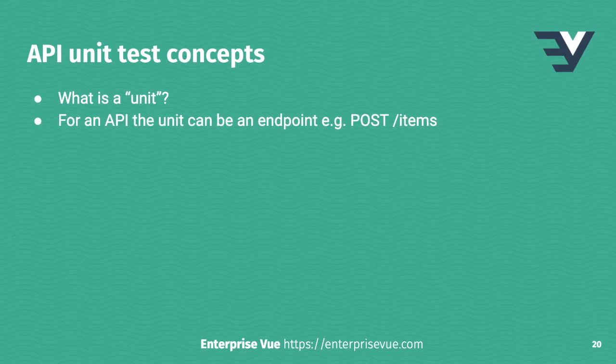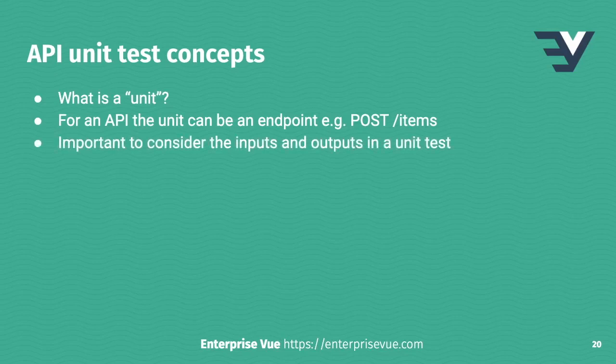For our API, we're going to consider the unit to be a single API endpoint. For example, post items. Now one endpoint will usually consist of a group of functions like the route, the controller, the model, and so on. And you could definitely write unit tests for those atomic parts, but I think that would be too much effort for too little reward in the case of this application.